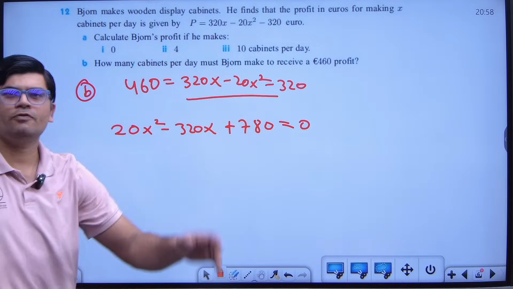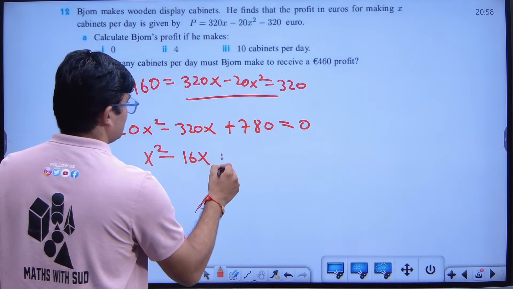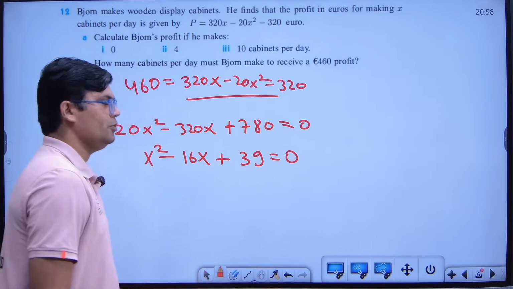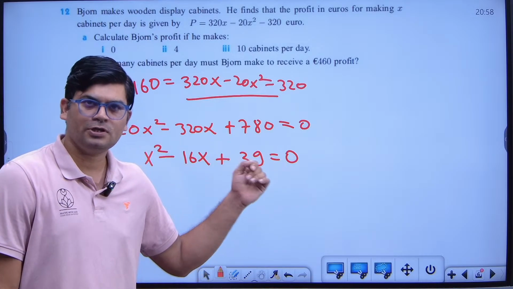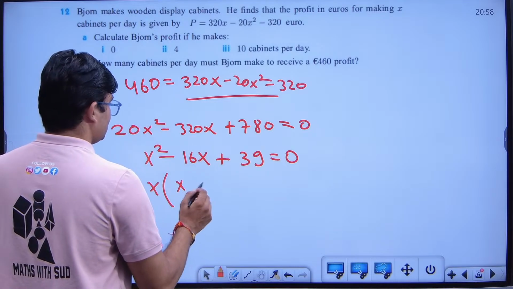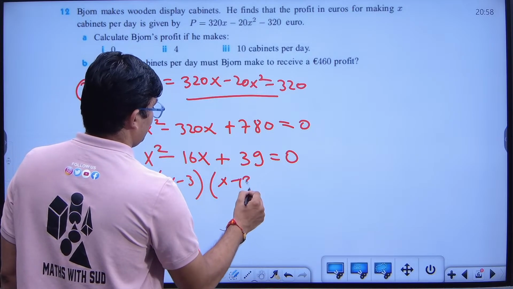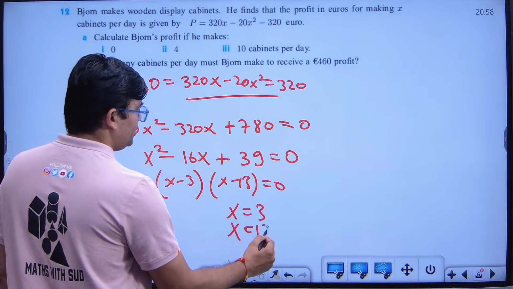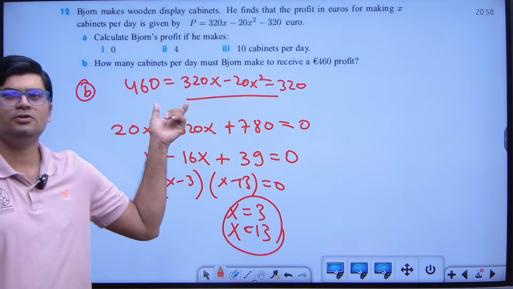Let's divide the whole equation by 20. So you will have x square minus 16x plus 39 is equal to 0. So the two numbers whose multiplication is 39 and addition is 16 are 13 and 3. 13 into 3 is 39. 13 plus 3 is 16. So you will have x minus 3 or x minus 13. So either he will make 3 cabinets per day or he will make 13 cabinets per day. In both the cases he will get the same amount of profit, that is 460 euros.